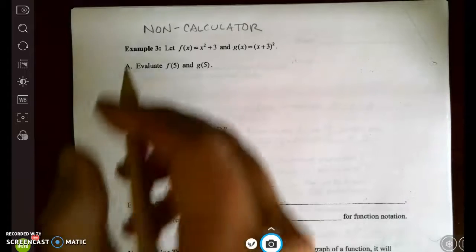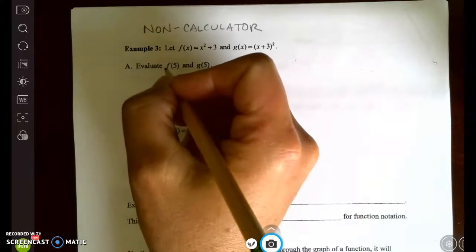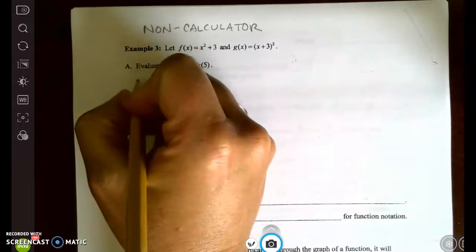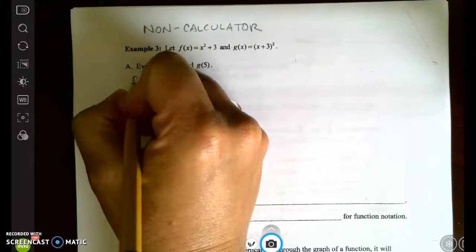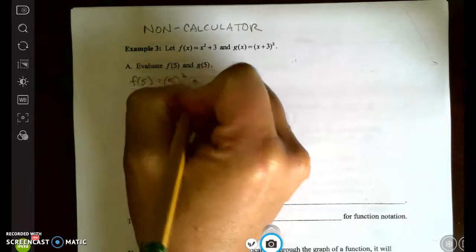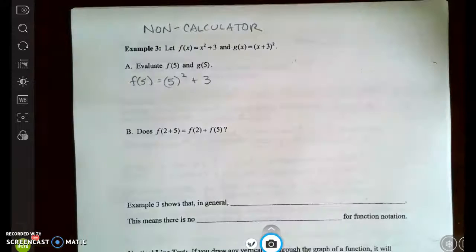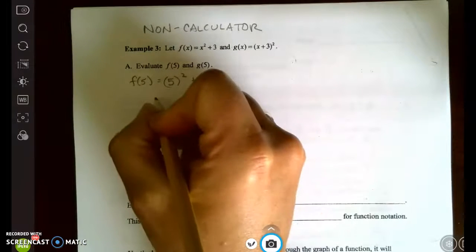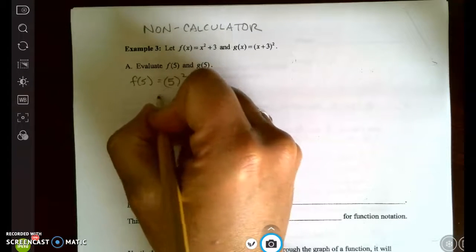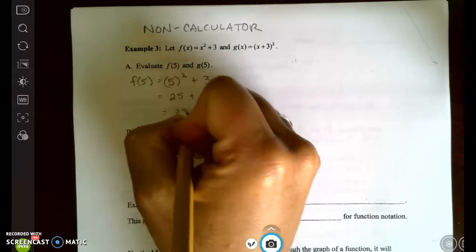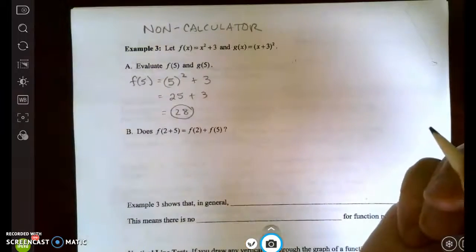So let's start off. Part A asks us to evaluate f at 5. So let's go ahead and do that. So f at 5, I'm going to put a 5 in for x and square it and add 3. The important thing to remember here is order of operations. We have to do exponents before we do the addition. So we get 25 plus 3, and my final answer is 28.